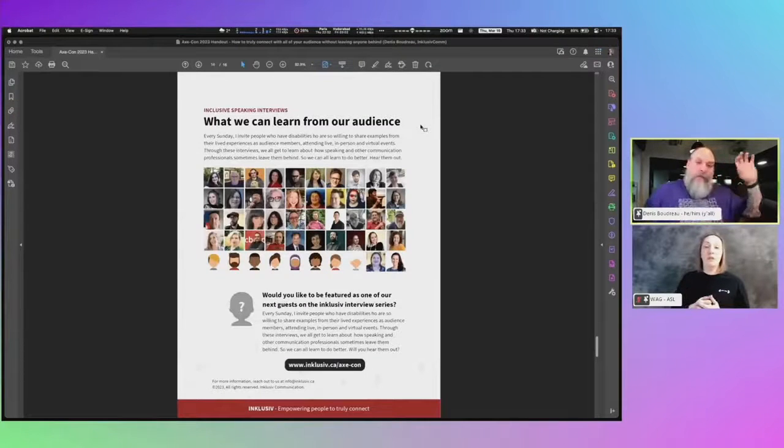So again, there's 8 of them. There's another one that speaks to deafness. There's one that speaks to vestibular disorders, so motion sickness. There's another one that speaks to autism. There's another one that speaks to blindness. And there's another one that speaks to, I forget, but there's 8 of them.